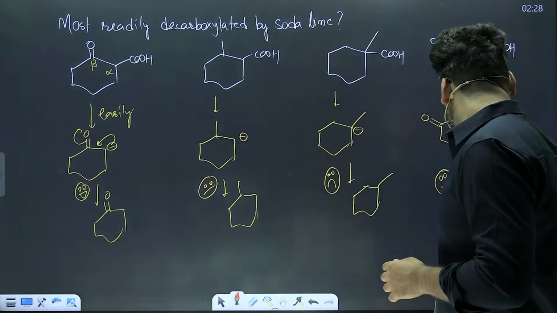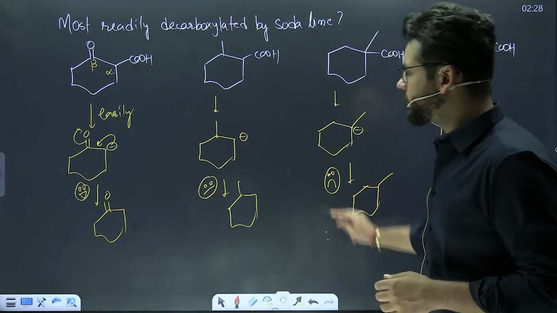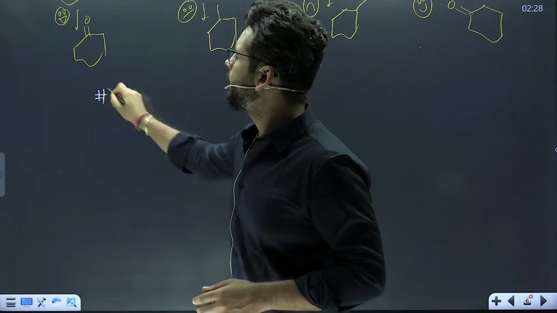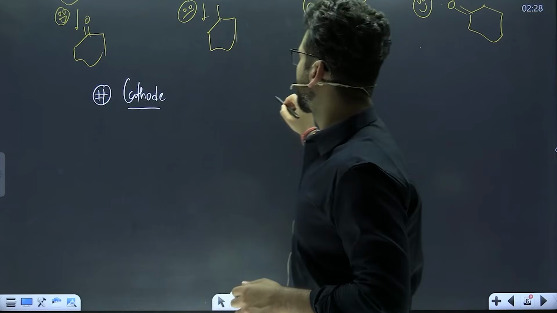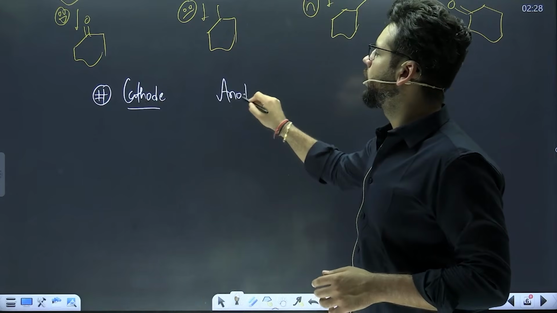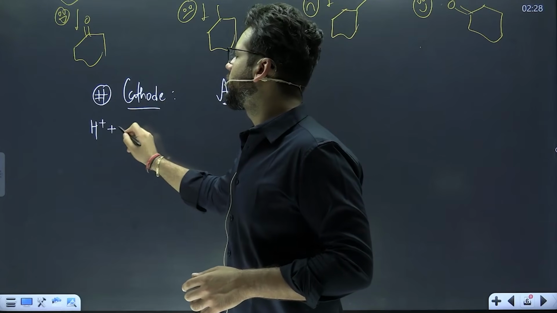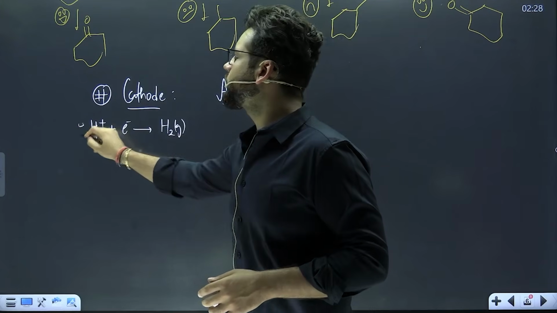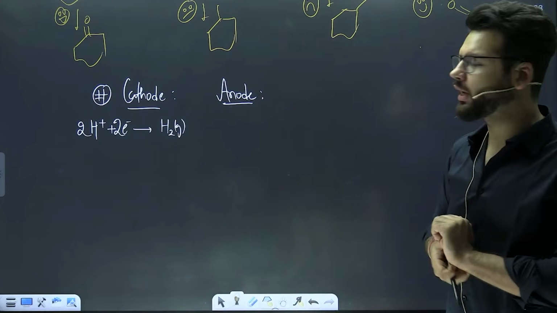The mechanism goes like this. So you have taken your sodium salt. At the cathode it is simple. H plus gains an electron and becomes hydrogen gas. I can take 2H plus and 2 electrons giving H2 gas. This is the cathodic reduction, gain of electron.